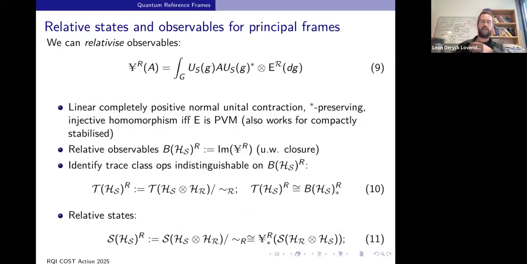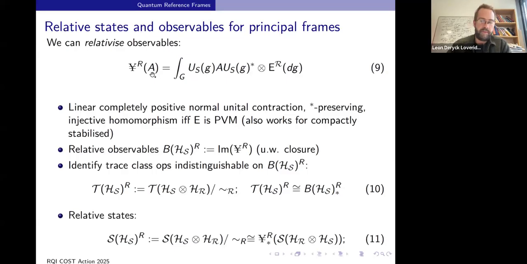So let me just have a quick drink. If there are any questions, now might be a good time while I'm guzzling some water. Nothing. Good. Okay. So now we're doing quantum reference frames proper. Just check the time. Okay, 20 minutes.